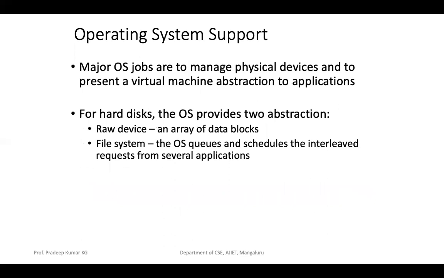For this kind of thing, we need operating system jobs to manage these physical devices. For individual hard disks, the operating system will provide two levels of abstraction: raw device and file system. In general, a raw device is nothing but an array of data blocks. The file system is based on the operating system. It queues, schedules, and handles different requests, interrupts, and several applications.